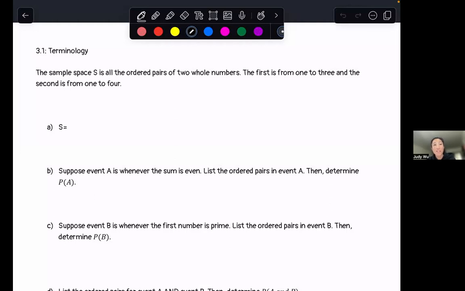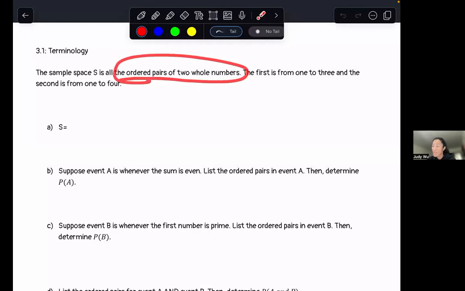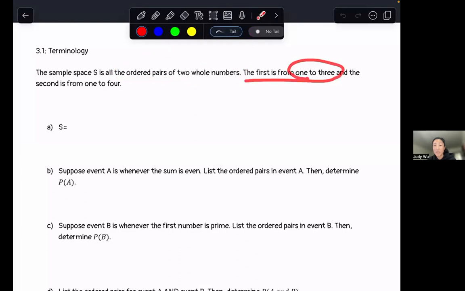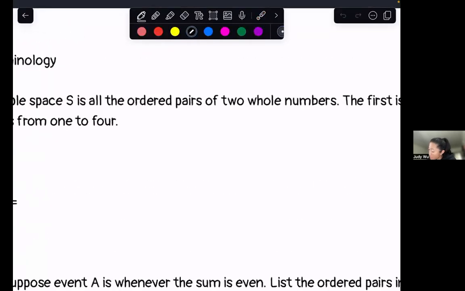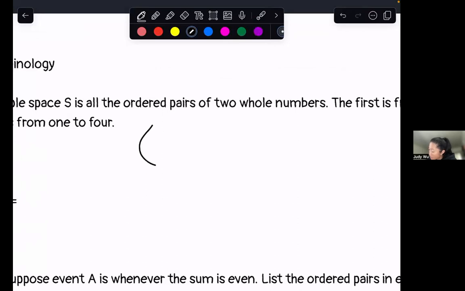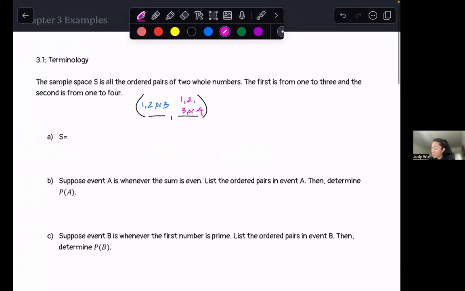In this video, we're going to take a look at sample space and all the vocabulary and the basics of probability involved in that. In this example, we have a sample space S, and it consists of all the ordered pairs of two whole numbers. The first number is going to be from 1 to 3, and the second number is going to be from 1 to 4. So in the first spot, we can choose from 1, 2, or 3, and in the second spot, we can choose from 1, 2, 3, or 4. That's basically what we're going to be looking at in this example.